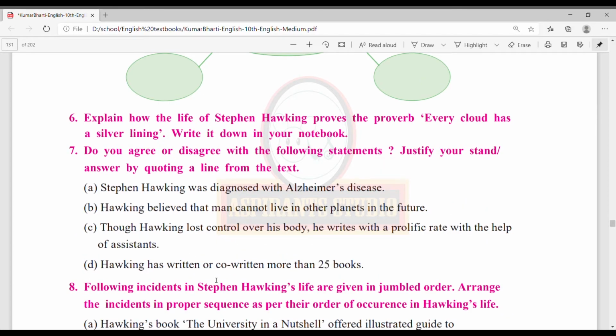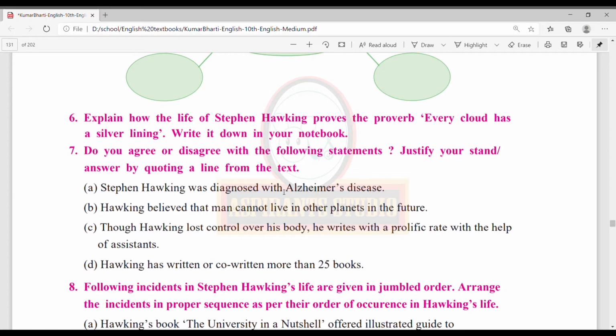7. Do you agree or disagree with the following statements? Justify your stand or answer by quoting a line from the text. Stephen Hawking was diagnosed with Alzheimer's disease. Answer: No, I don't agree. The line from the text justifying this stand is: however, doctors did diagnose Hawking with the early stages of ALS.